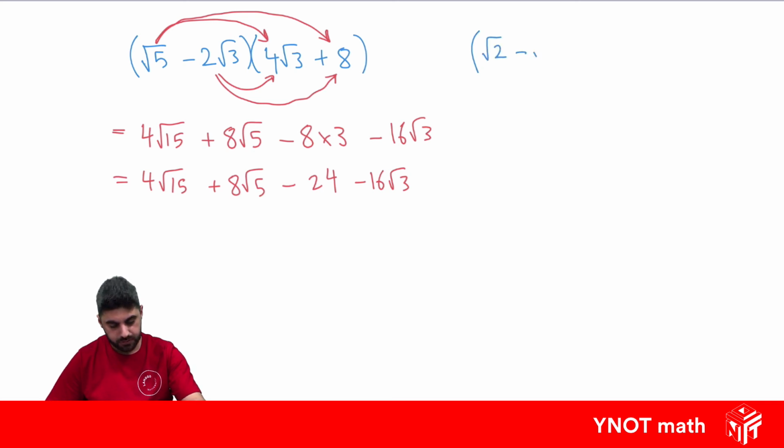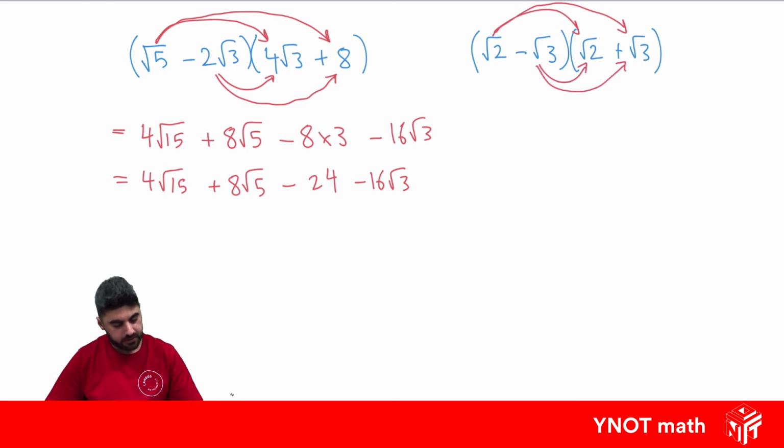Root 2 minus root 3 times root 2 plus root 3. So again, we need to times this term by both of the terms, and this term by both of the terms. So we're going to get root 2 times root 2 is just 2. Root 2 times positive root 3 gives us positive root 6. Negative root 3 times root 2 gives us minus root 6. And minus root 3 times plus root 3 gives us minus 3.